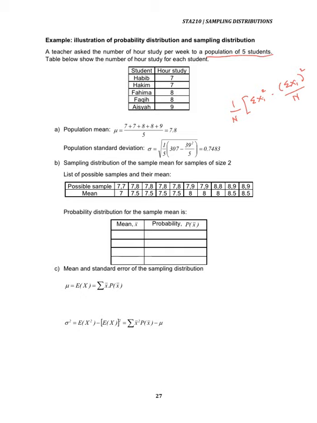Now we want to take samples of size 2. From this population of 5, we want to take samples of size 2. So the possible combinations for these 5 students: the first combination is Habib and Hakim, of size 2. That is why I list them: 7, 7, 7, 8, 7, 8, 7, 9. I list all of them.